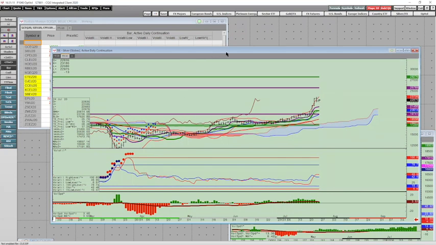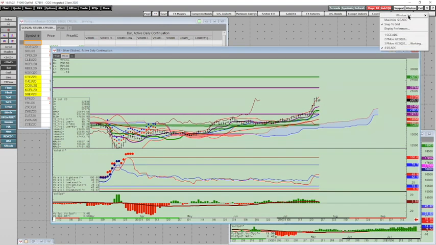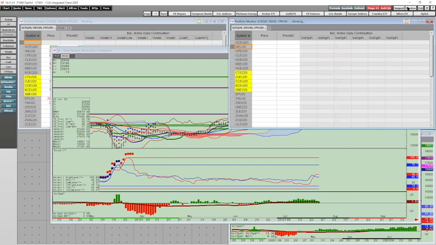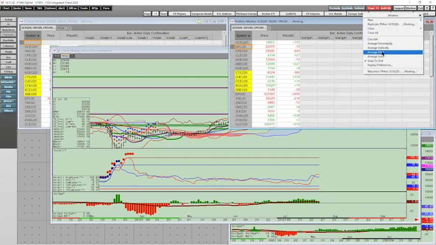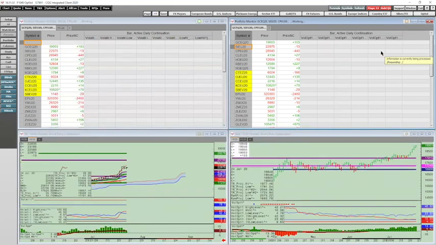I know it. Let me just open up the other, see if I can open up the other quote monitor. Oh, here. And then just right click and tile. I just want to make sure that I have the right one in the right place.